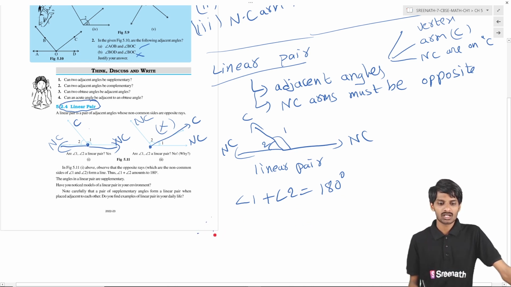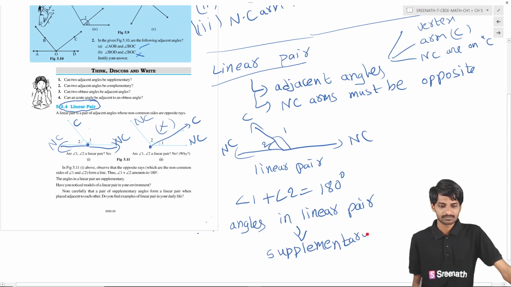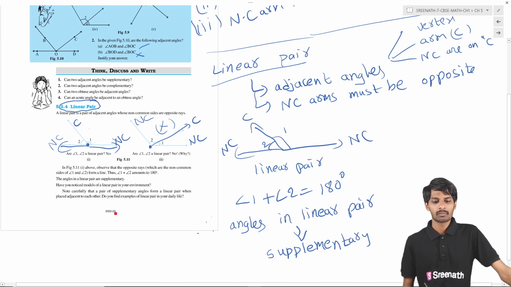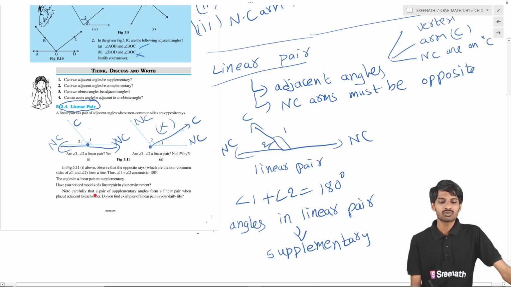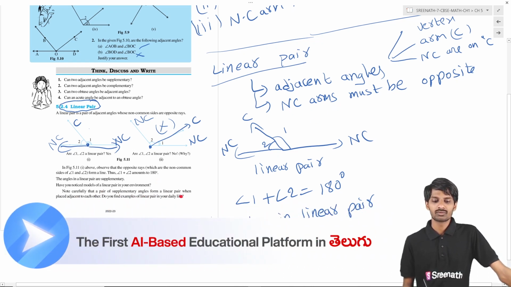So therefore, what is our conclusion? Angles in a linear pair are supplementary angles, friends. That is the thing you have to remember. Note carefully that a pair of supplementary angles form a linear pair when placed adjacent to each other. So if you can find these, students.